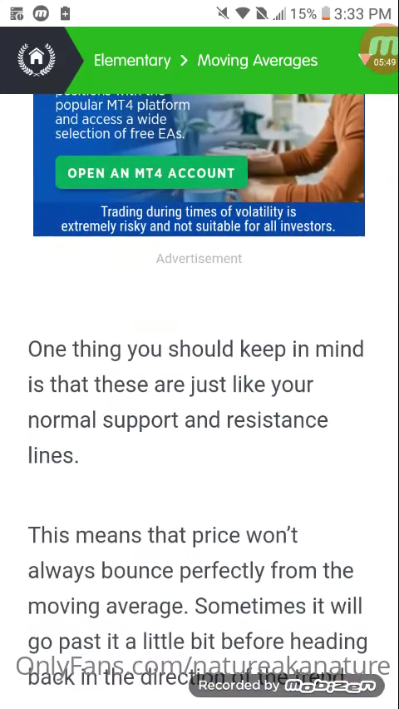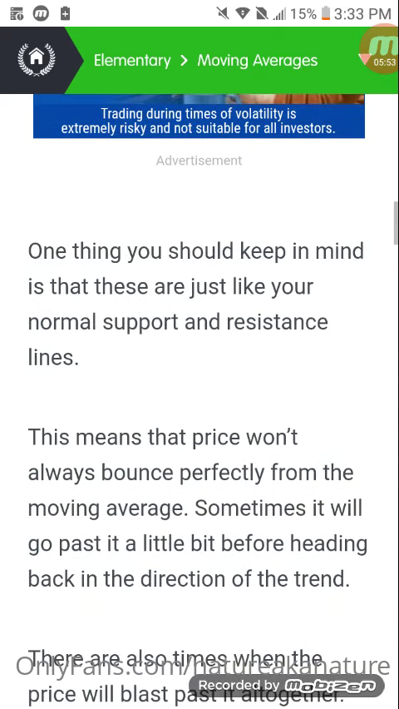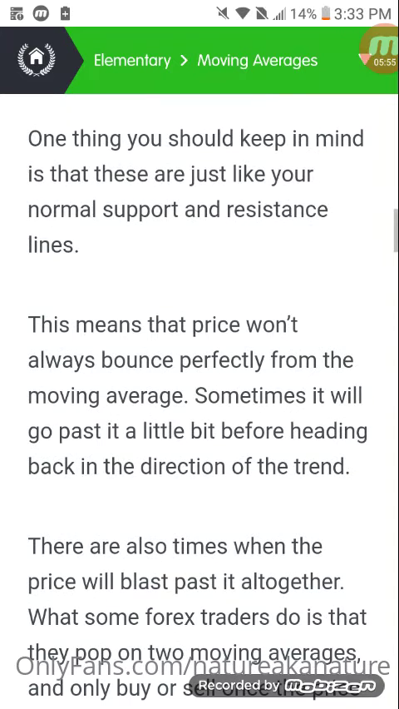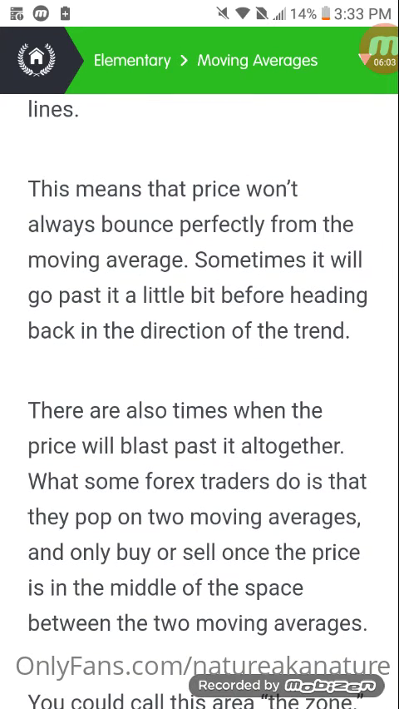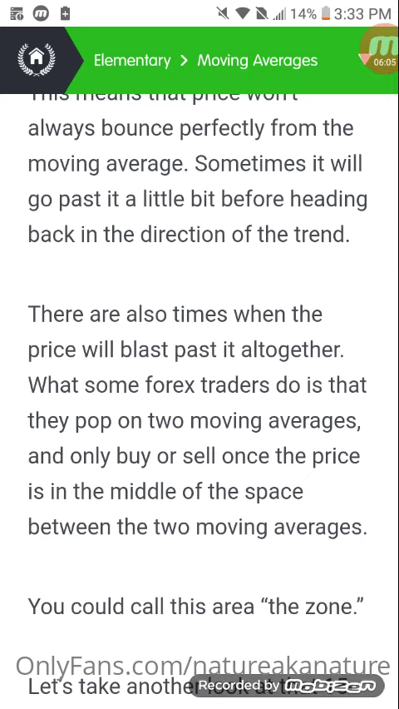One thing you should keep in mind is that these are just like your normal support and resistance lines. This means that price won't always bounce perfectly from the moving average. Sometimes it will go past it a little before heading back down in the trend direction. There are also times when price will blast past it altogether.